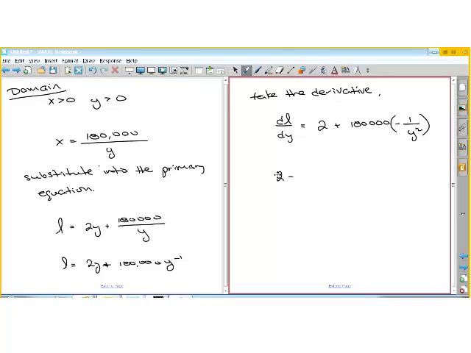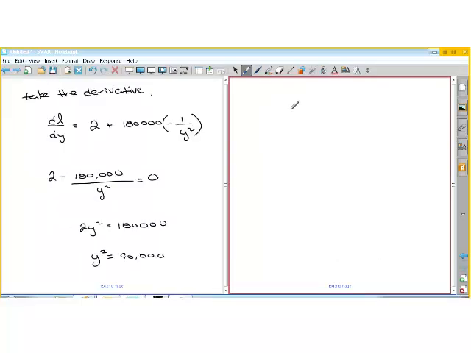So we set that equal to 0. And so we'll get 2y squared is equal to positive 180,000. I multiplied by y squared to get that, and then I move that to the other side. So you get y squared is equal to 90,000 by dividing everything by 2. And then you take the square root. So y is equal to plus or minus the square root of 90,000.